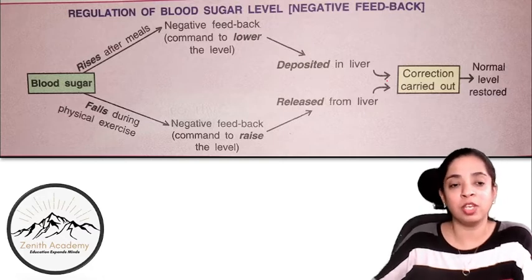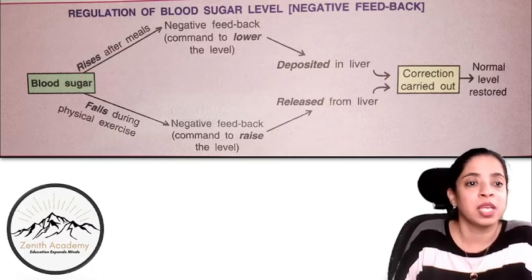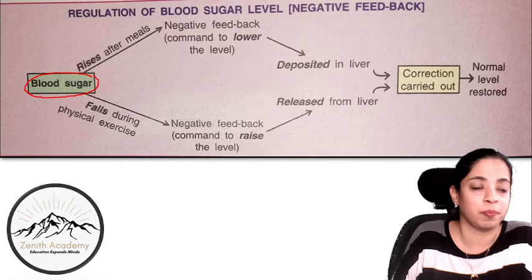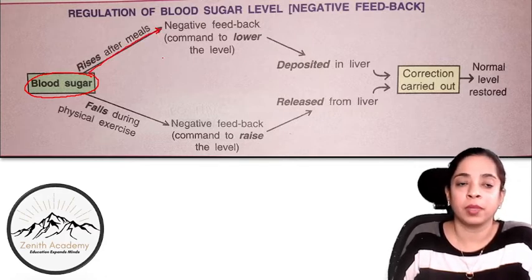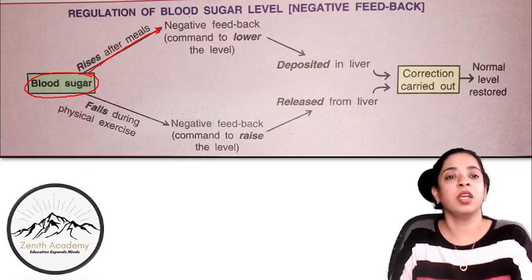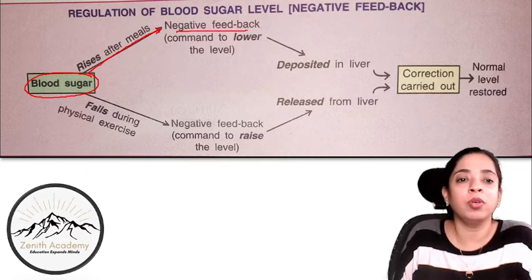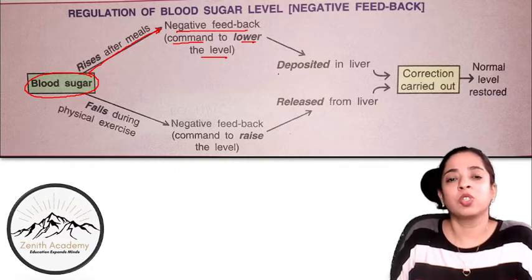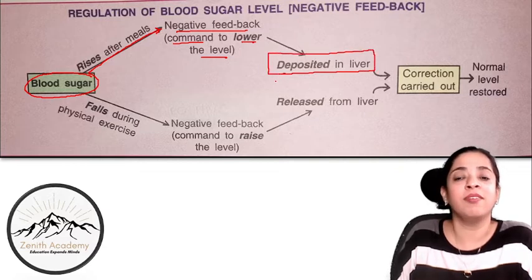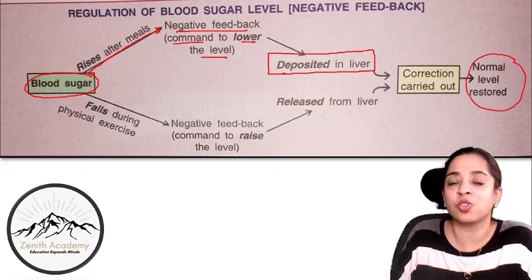See, I will explain it to you through this chart here. This is blood sugar level. Blood sugar rises after meals in our body. So blood sugar has risen. What does the negative feedback do? It commands to lower the level. How will it do it? It will command to deposit the extra sugar in the liver. So the correction is carried out and the normal level is restored.